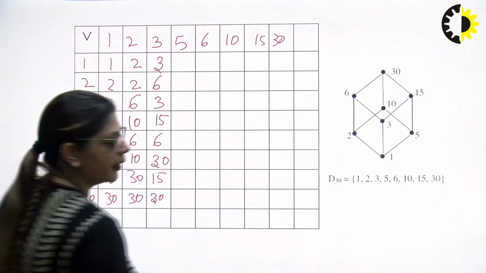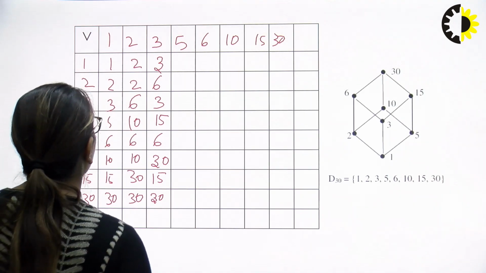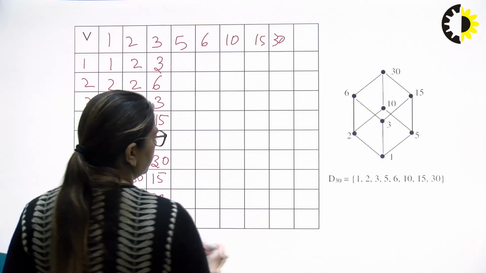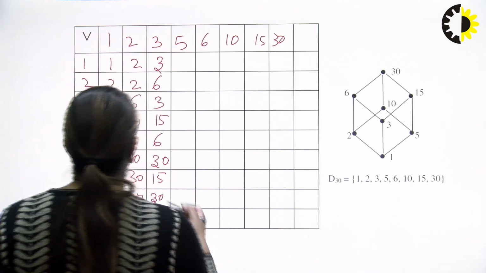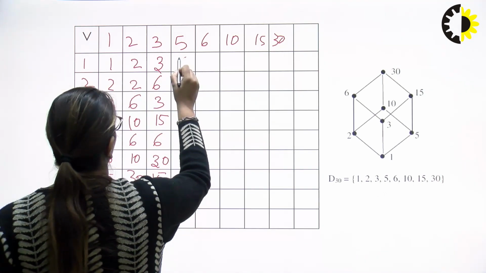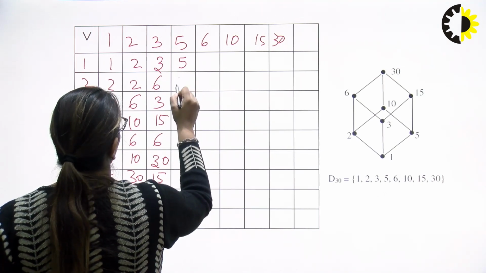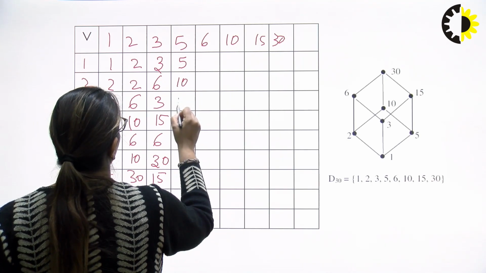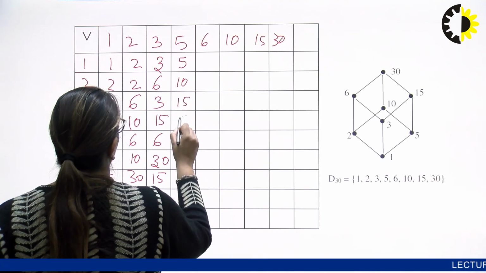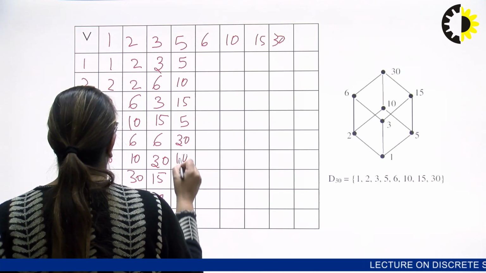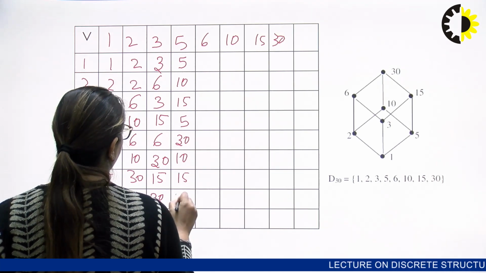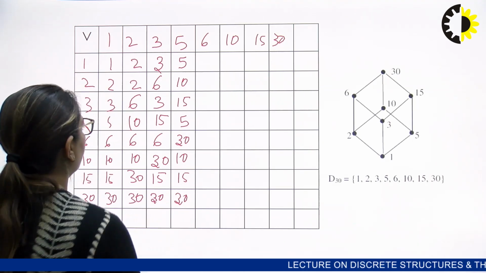We will be able to find out that there is a join for every element, and we can say that it is a lattice. Let's do one more. 5, 5 and 2, it is 10, 5 and 3, 15, 5 and 5, 5, 6, 5, 30, 10, 15, again 30, right?